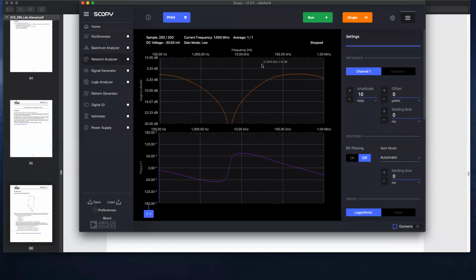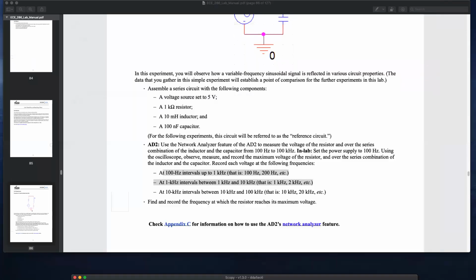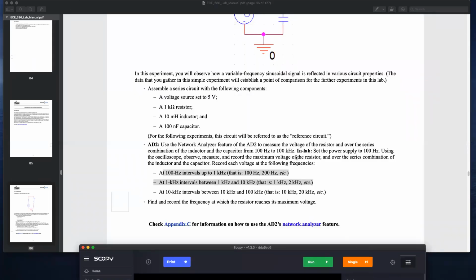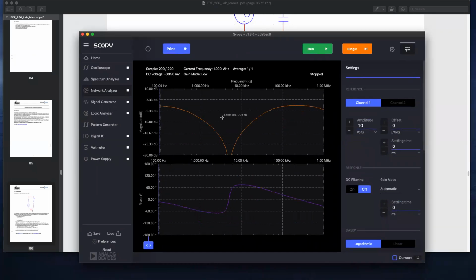Okay, so here's my result. And we want to measure at what frequency the maximum voltage occurs for the resistor. But if you think about it, if we're measuring the voltage drop across the inductor and capacitor, this leftover voltage that's missing will only be attributed to the resistor. So the lowest point in the voltage is when the resistor has the highest voltage. So we could just measure this.